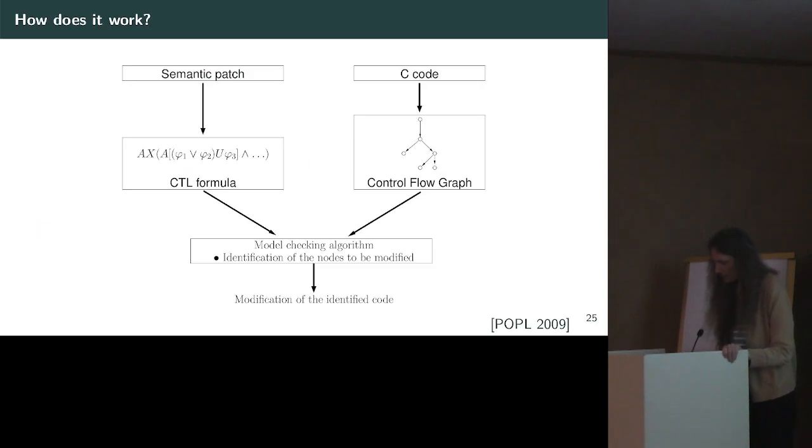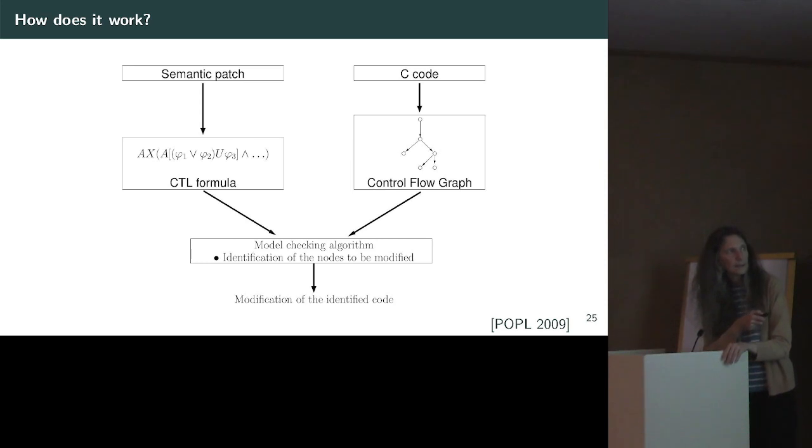So now, we're done with the examples part. Now I'm going to talk about the internals. How does it work? Basically, we have our C code as input, and we have our semantic patch as input. The C code is parsed, and then the parse is converted to a control flow graph. The control flow graph is used so that we can get all the control flow paths through the function, ensure they're consistent, and so on.